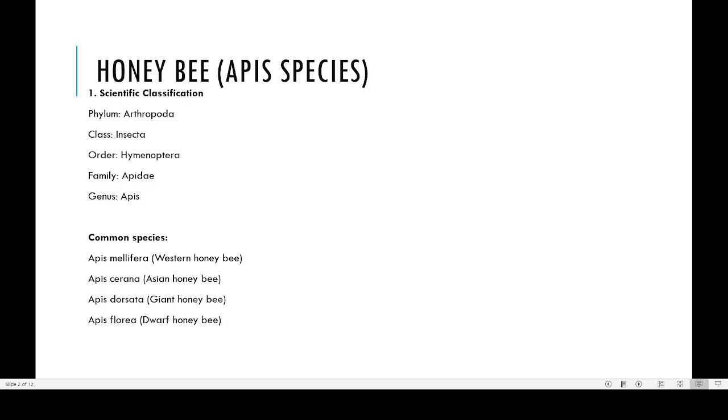Then here above you can see the classification. You know that there are different phyla, and the phylum Arthropoda is the phylum to which most of the insects belong. And here there is a class known as Insecta, and the order is Hymenoptera. Hymenoptera contains most of the honeybees, wasps, etc. Then family Apidae. Apidae means the family of honeybee. So under that there is one genus known by the name Apis. Apis is the genus containing most of the honeybees.